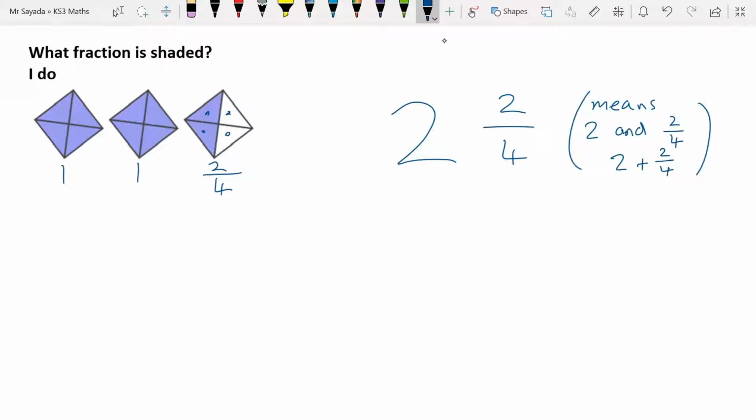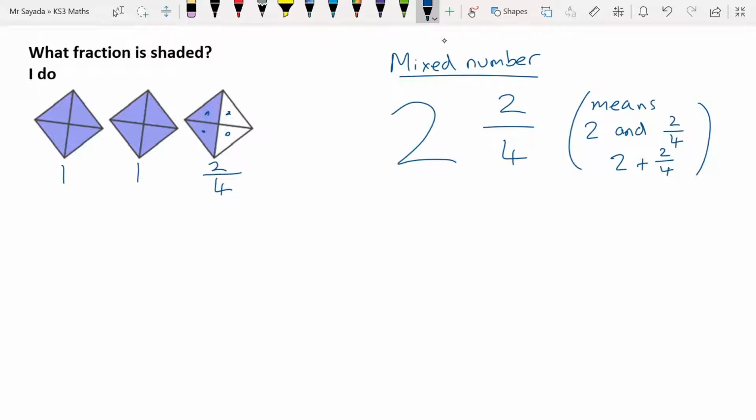We call this a mixed number because it's made up of a whole number, an integer, and a fraction. It's got a whole number and a fraction. That makes it a mixed number. Now there's another way to do this. There's another possible way of writing the correct answer.